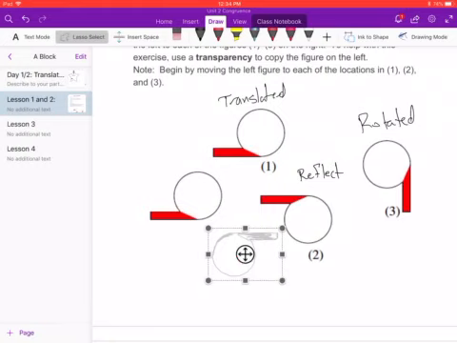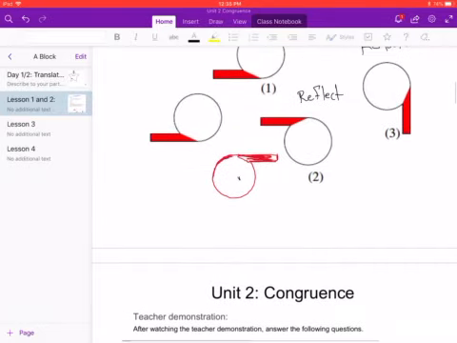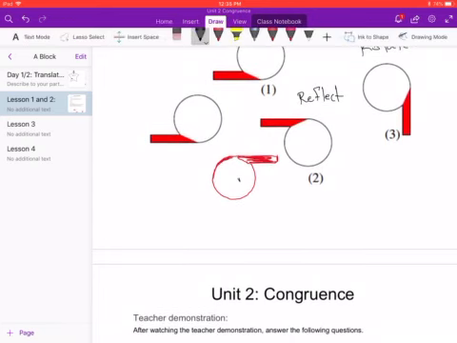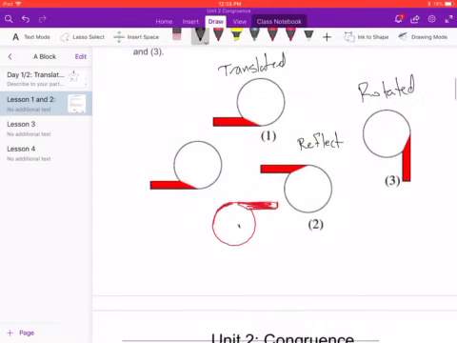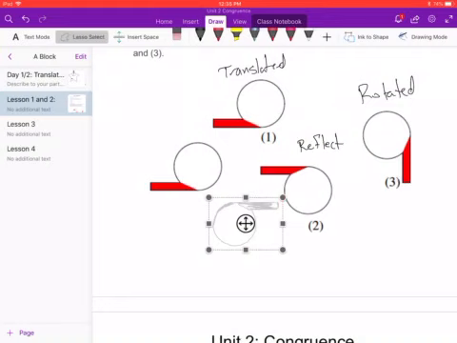I'm changing the shape by translating, rotating, or reflecting it. So that's what we have for transformation. Now let's look down here. What does rigid motion and distance preserving mean? Well, all that means is these three transformations that I showed you are called rigid motions and distance preserving, which means that this shape stays the same always. The distances stay the same between points, and so it's distance preserving, and it's a rigid motion.